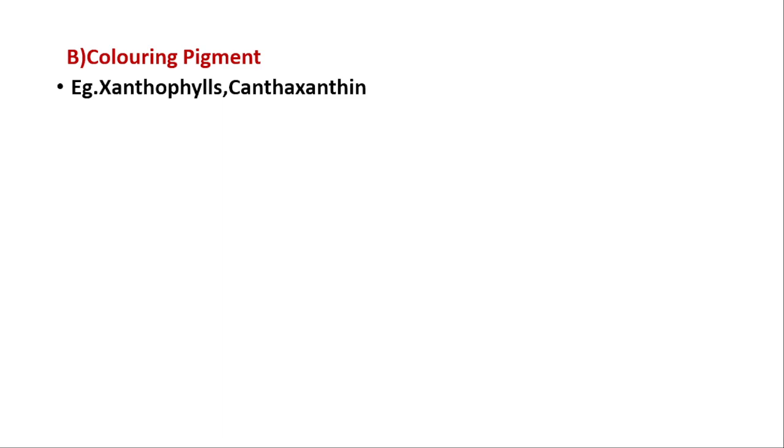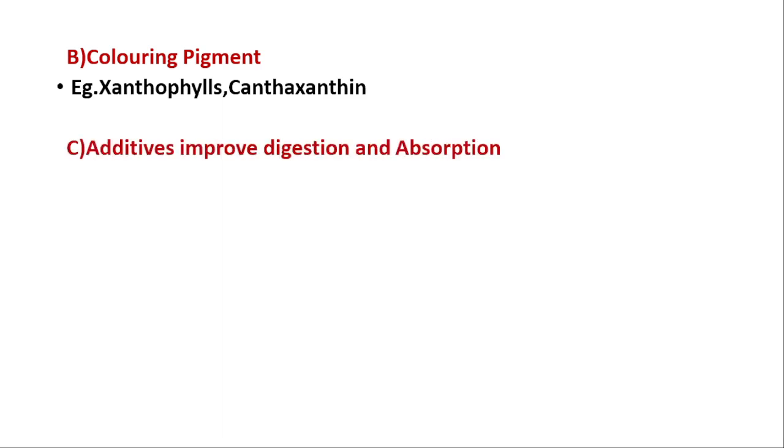It helps to produce an orange-yellow color in the shanks and skin of broilers, and it is also helpful to improve the color of the yolk in the egg. So these are the coloring pigments which are mainly used to enhance the yellow color in the yolk and in the broiler skin. Now we see the additives which improve digestion and absorption.